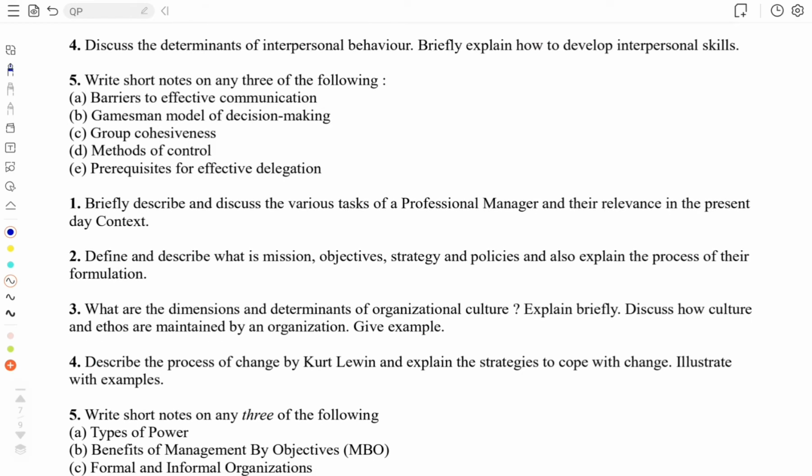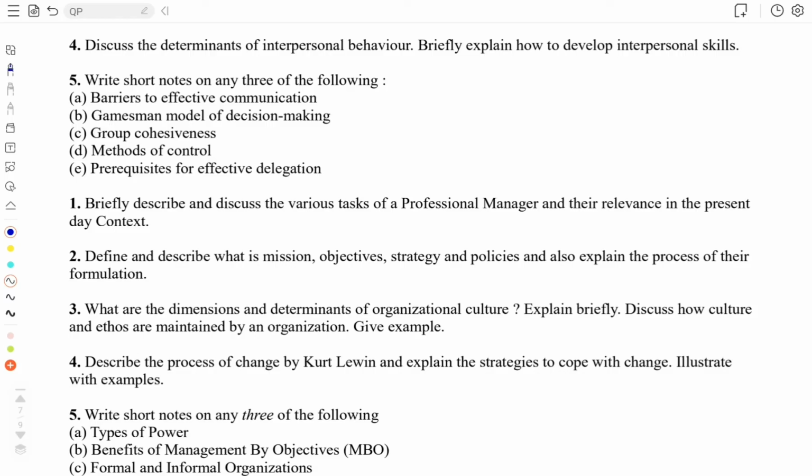The next question is discuss the determinants of interpersonal behavior and briefly explain how to develop interpersonal skills. Again, you can borrow the answer from MMPC 7 business communication, no issues. Short notes on three: barriers to effective communication, MMPC 7 again.